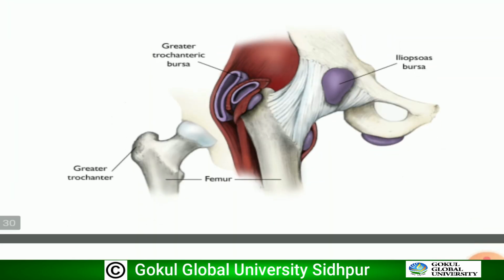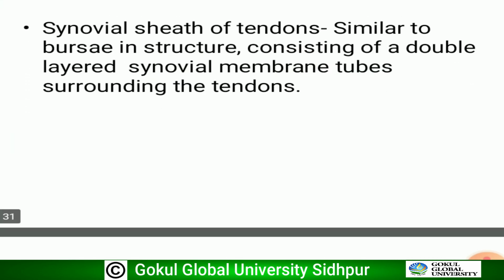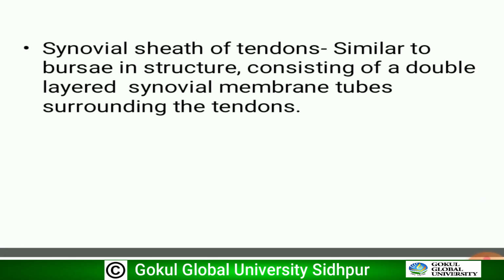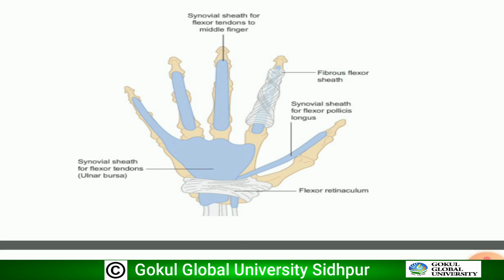Bursa, a fluid-filled bag to prevent friction between bone and tendon. Okay, in this diagram you can see iliopsoas bursa. Synovial sheath of tendons, similar to bursae in structure, consisting of double-layer synovial membrane tubes surrounding the tendons. Okay, synovial flexor sheath.